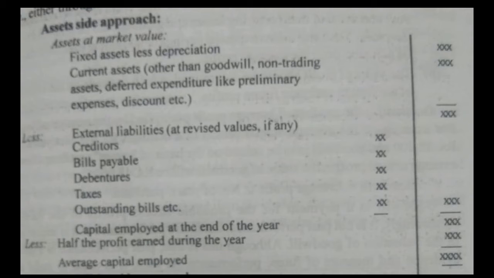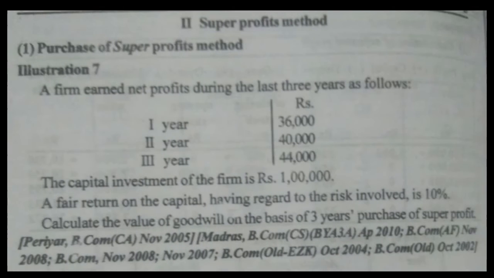Okay, we'll go to the next slide now. Now take an example of sum number 7. Illustration number 7. A firm's net profits during the last 3 years were as follows: first year 36,000, second year 40,000, third year 44,000. The capital invested of the firm is 1 lakh. A fair return on the capital, having regard to the risk involved, is 10%. Calculate the value of goodwill on the basis of 3 years' purchase of super profit.